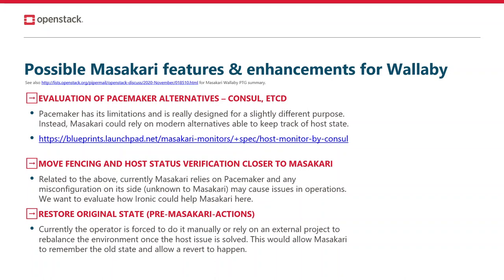Another similar and related topic is moving fencing and host status verification closer to Masakari. So for now, Masakari is kind of blind. It completely relies on Pacemaker to do its job correctly, and Masakari is unable to verify whether Pacemaker is configured correctly and whether it acted correctly in that particular case. And if fencing didn't happen, there may be various issues in real operations, like, for example, if the original host is actually still running connected to the storage array, you might get broken volumes. And what we want to do is evaluate how Ironic could help Masakari here, because basically we need functionalities related to controlling a bunch of bare metal hosts.